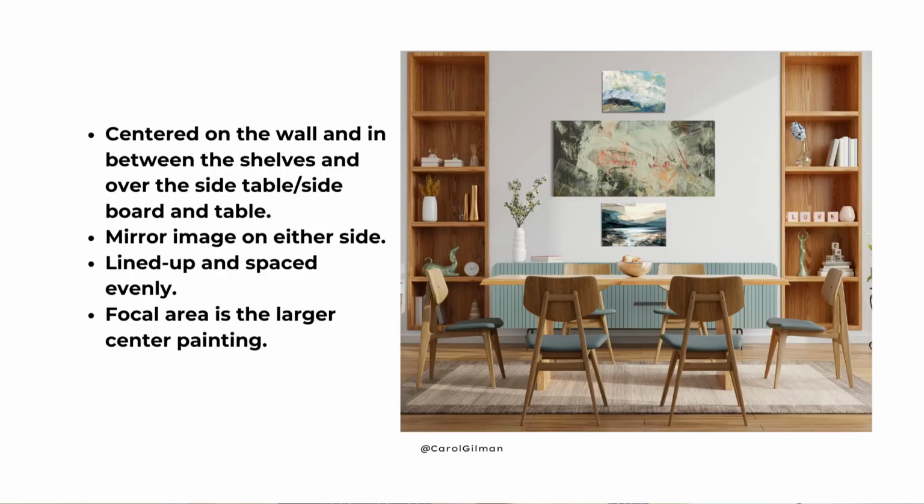When you're placing pictures in a row, they don't necessarily have to be all the same size. They can be different sizes, and everything is just based on lining up on a certain line. So for example, in this dining room area, these 3 paintings are lined up on a vertical line, and we could see that there would be a mirror image on either side.